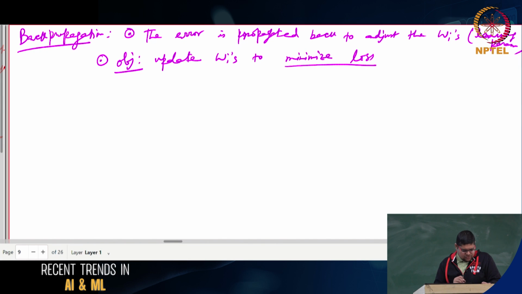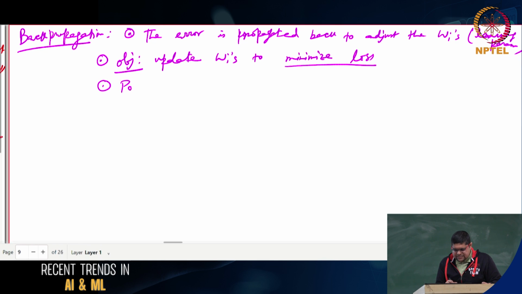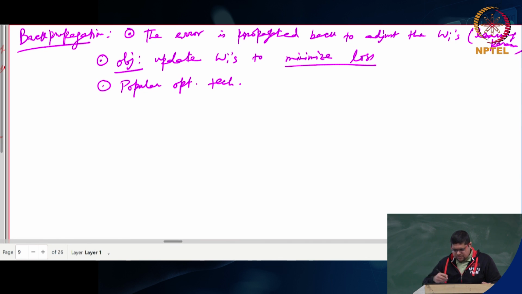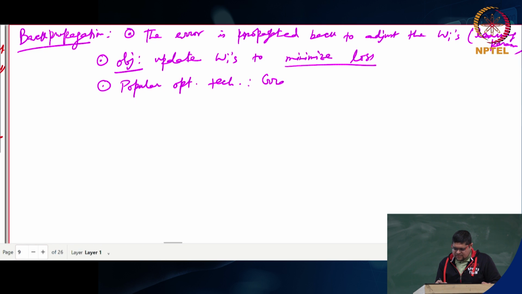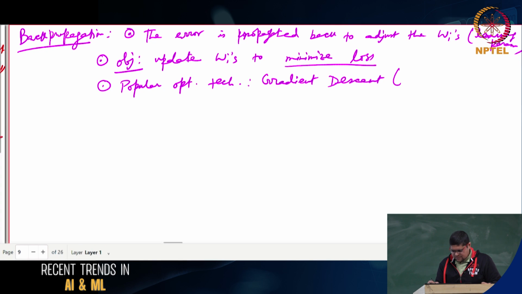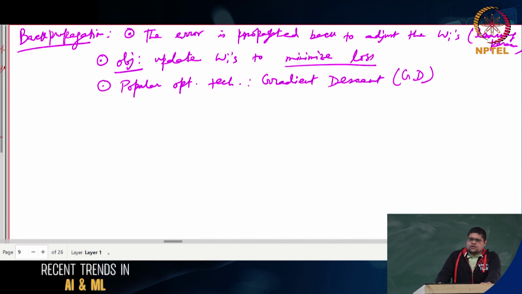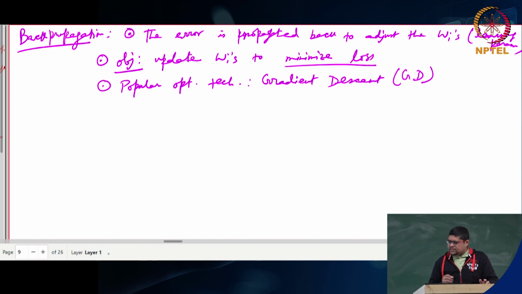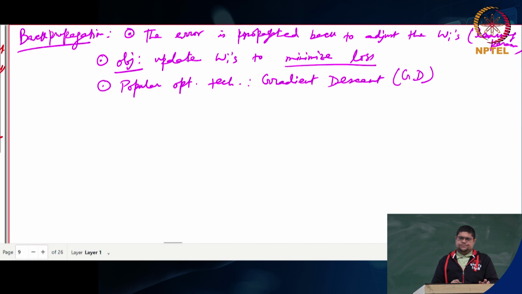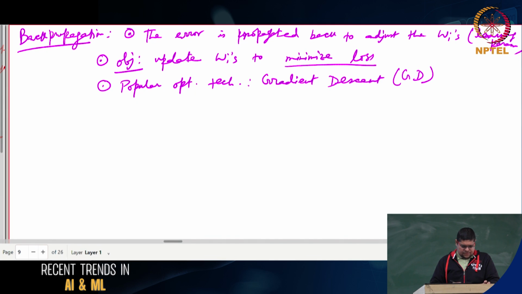For this, we'll look into minimization with an example. We'll also talk about a popular optimization technique, one of the popular optimization techniques: gradient descent. Now, what will we do in today's class? I am taking an example for illustration.